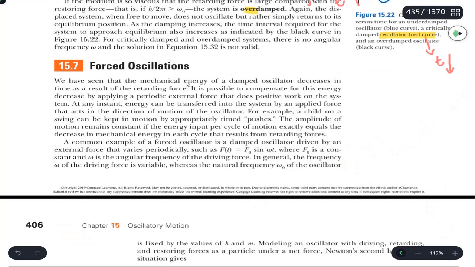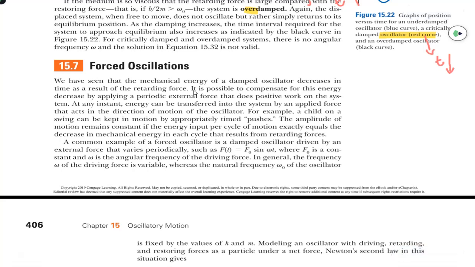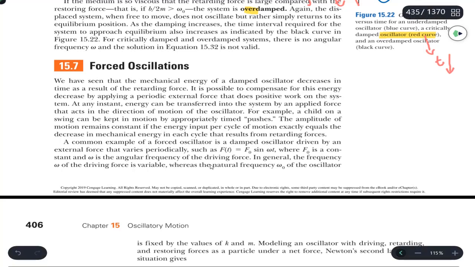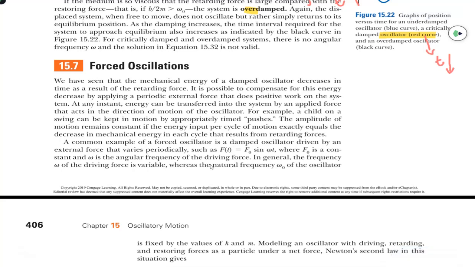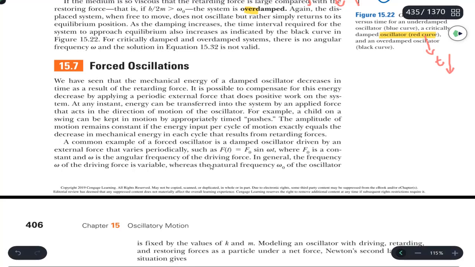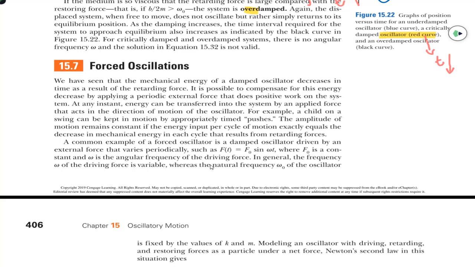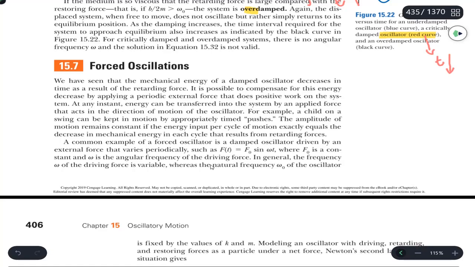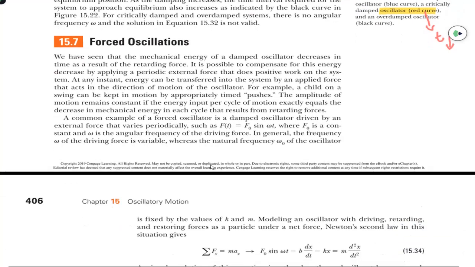Alright, 15.7, forced oscillation. In this subtopic, we are going to observe the resonance. How did that resonance come into place? Because there is a driving force, and that driving force matches the natural frequency of an object. I repeat, what is resonance? Resonance is the effect when the displacement becomes the largest, or it will swing with the largest amplitude. Why is it happening? Because the driving force is equivalent to the natural frequency of the object.